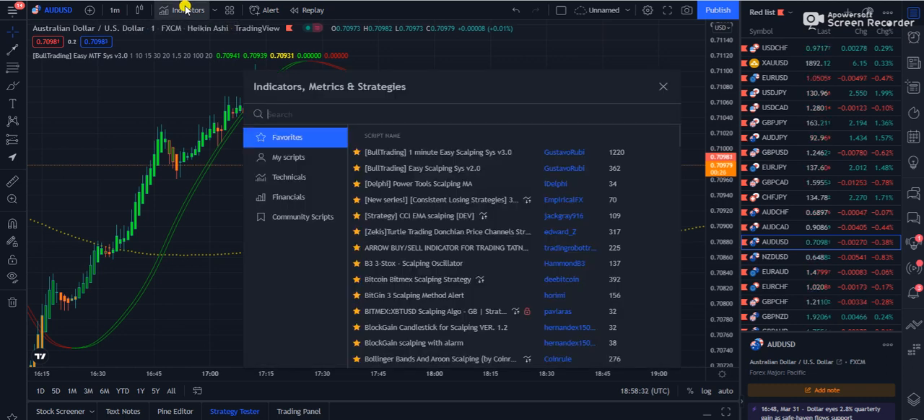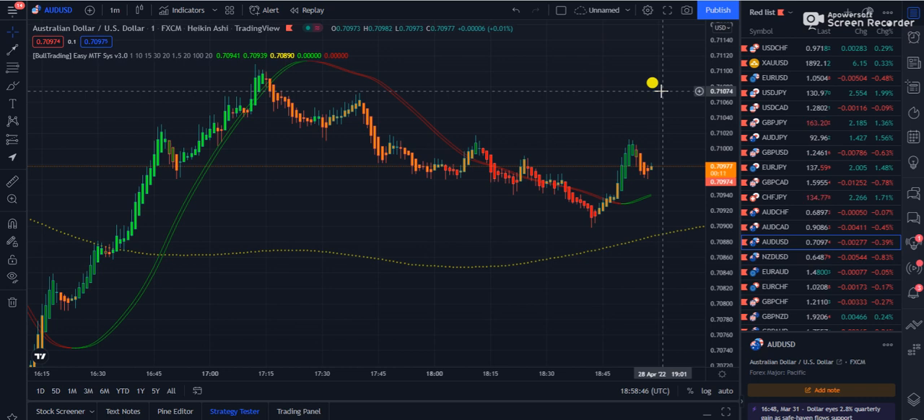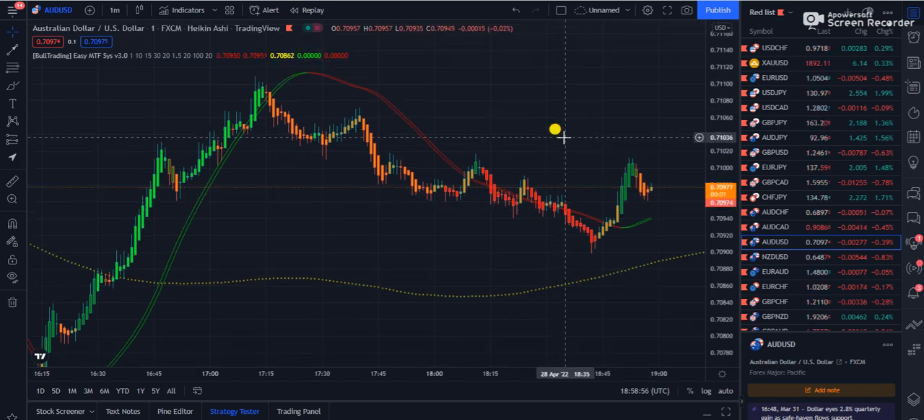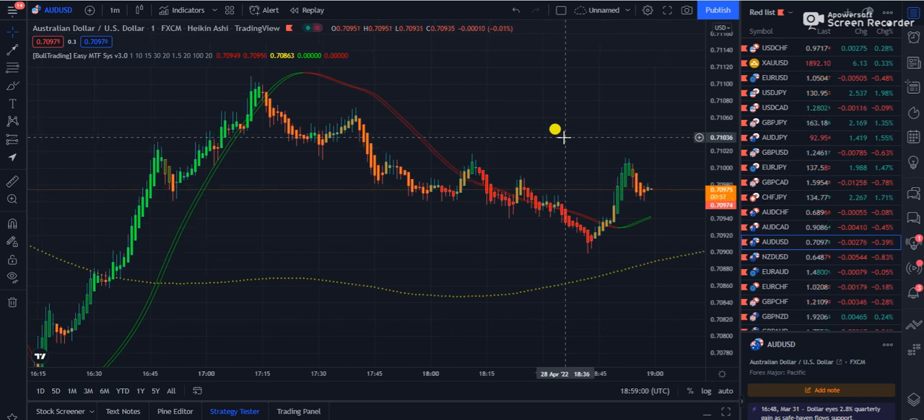If you go to the indicator section here, then guys, please find Bull Trading 1 Minute Easy Scalping SYS version 3.0 by Gustavo Ruby, and it has only 1220 downloads at the moment. So guys, please go and download this indicator from TradingView and just attach it to your charts, and hopefully it will make you a better trader, because the indicators that I tell you about on my YouTube channel will be more than perfect compared to any other channels.